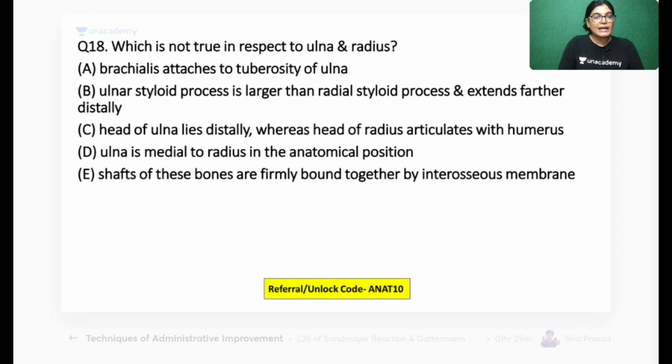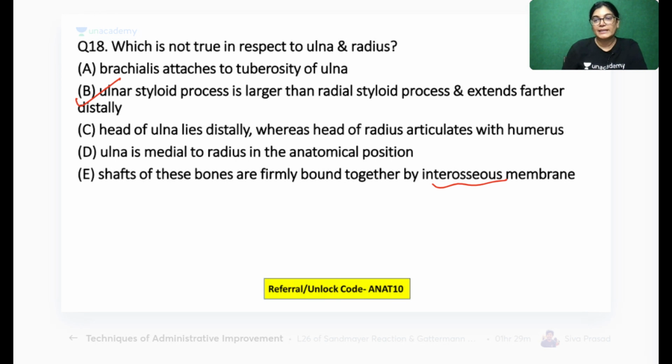Very nice. So the correct answer for this is: ulnar styloid process is larger than the radial styloid process and is distally. Actually, this is absolutely wrong. You will see the diagram. You can appreciate the radial styloid process is passing distally, not the ulnar one. All other statements are absolutely correct. I would like to show you a diagram which will help you appreciate all these correct statements.